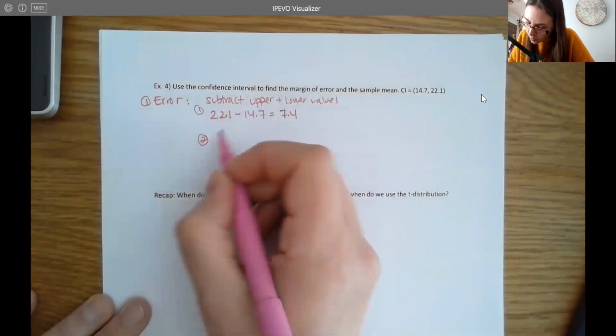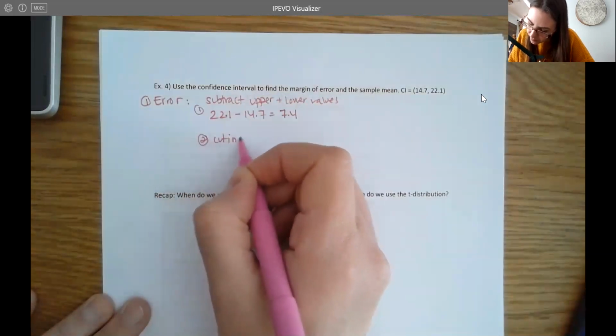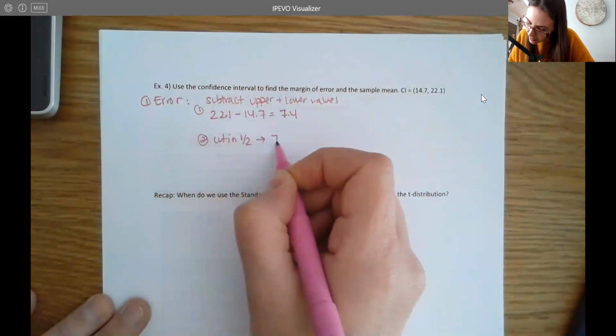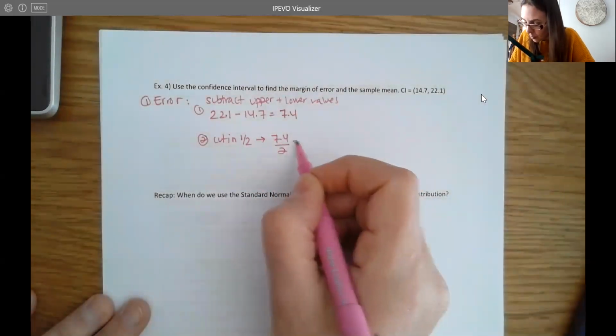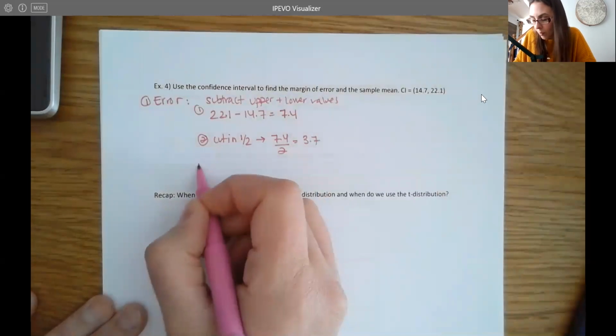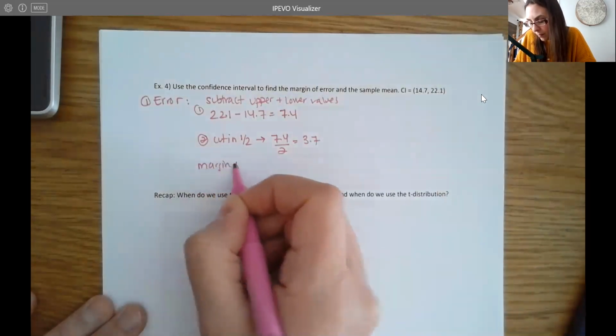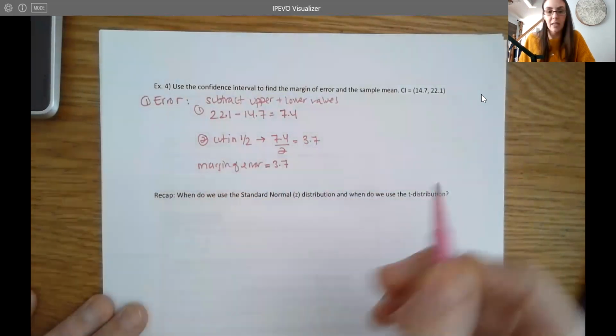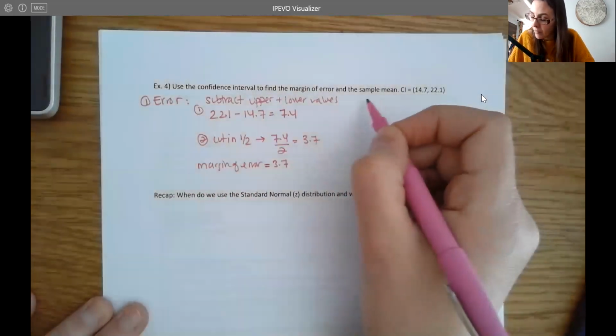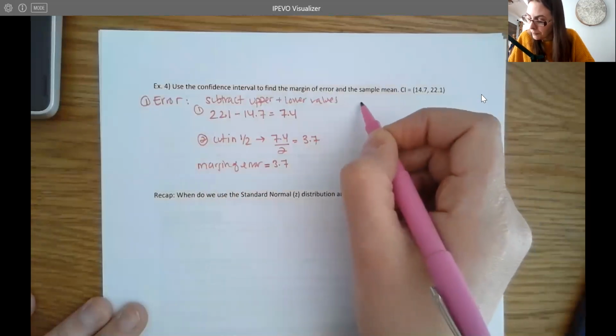And then what you're going to do is cut it in half. So I take that 7.4 and I divide it by 2, and I get 3.7. So your margin of error is going to be 3.7 here. And again, everything is symmetric for this case.